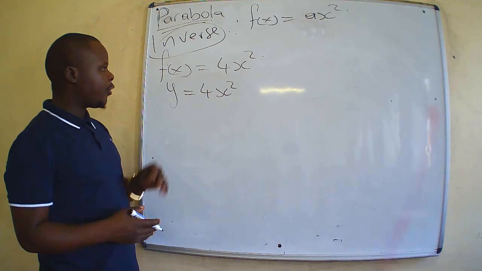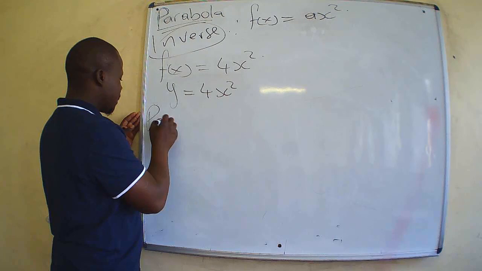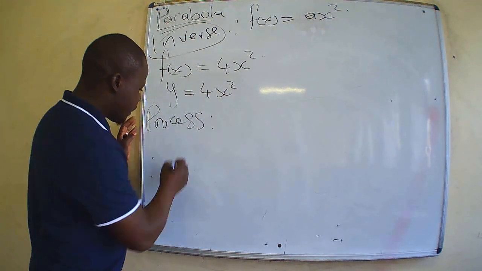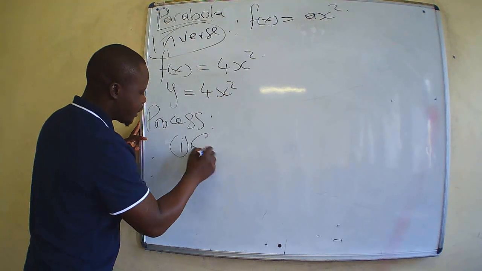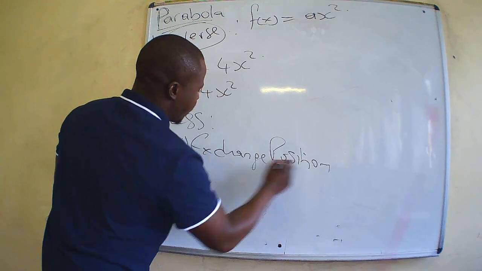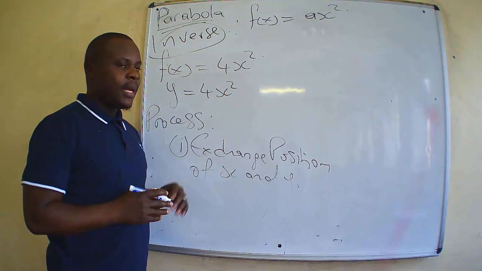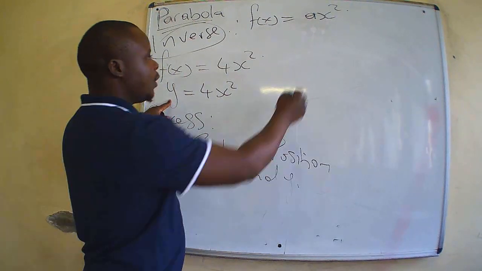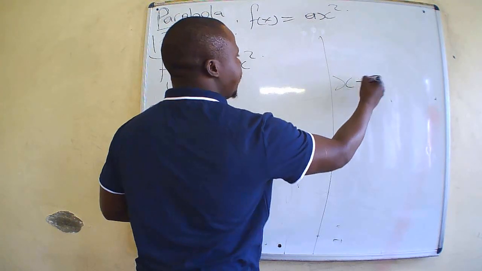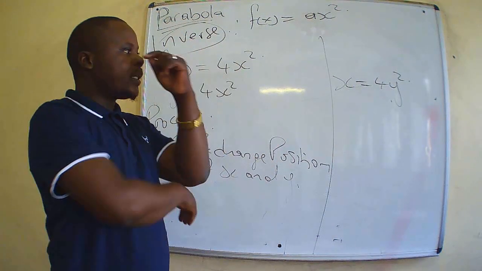Since y is equal to 4x squared is given here, the process of finding an inverse is in two steps. Step number one, you must exchange the position of x and y first. Let us exchange the positions of x and y, which means we are going to see x being equal to 4y squared. Just exchanging, we have this.